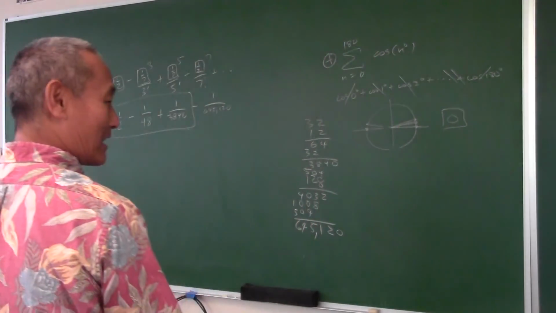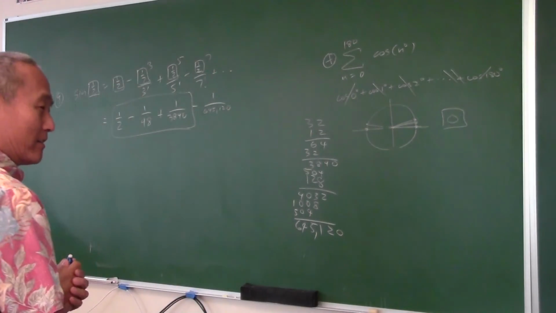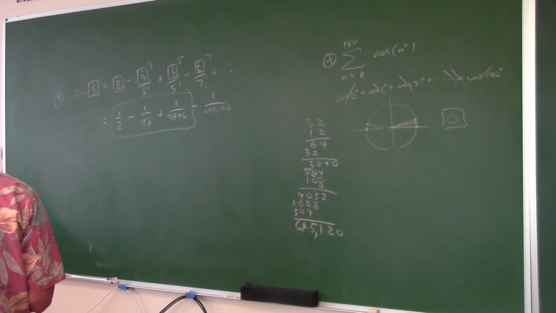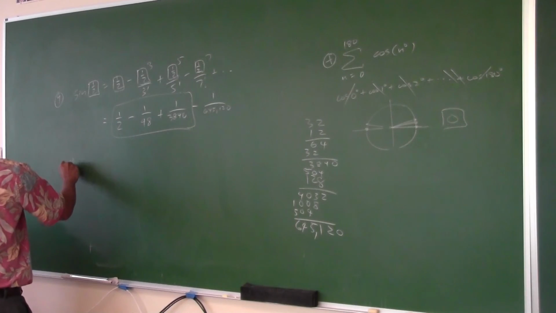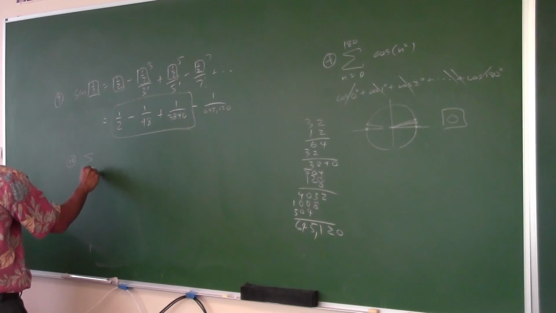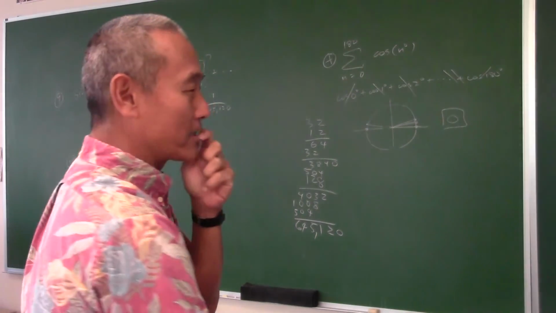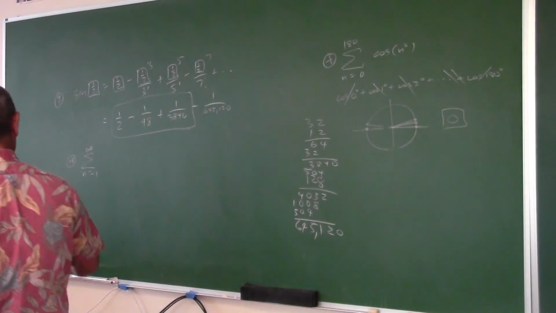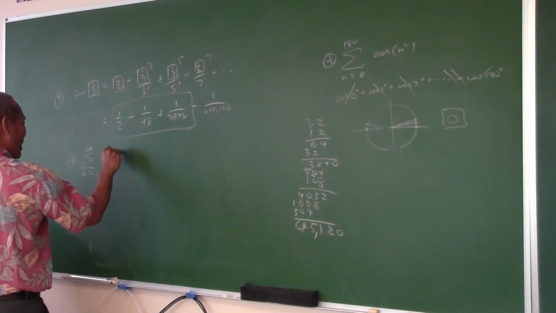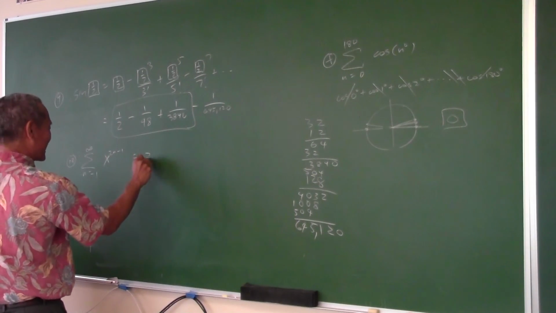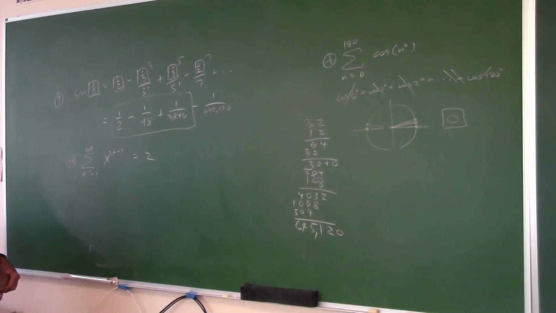Okay, number 10. Here's the last one. For what value of x is this series equal to 2? Okay, so you've got a sigma n equals 1 to infinity of x to the 2n minus 1. What do I have to plug in for x so that you get exactly 2? Well, I don't know what's going on.